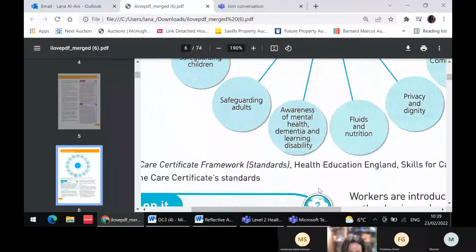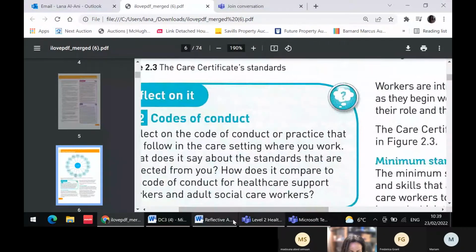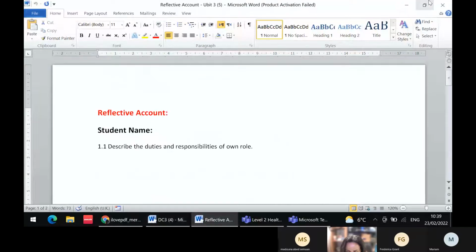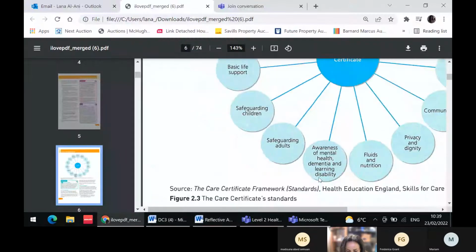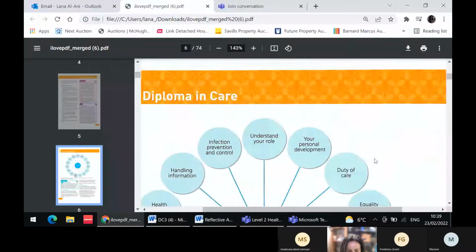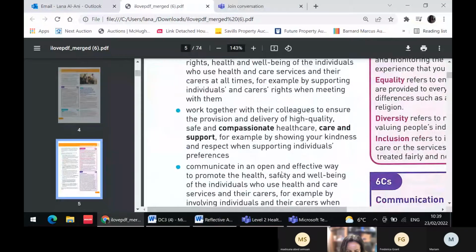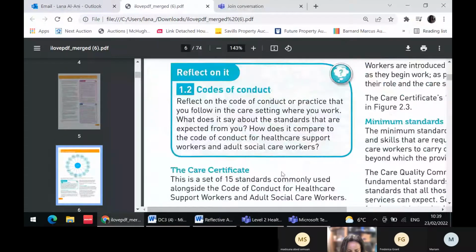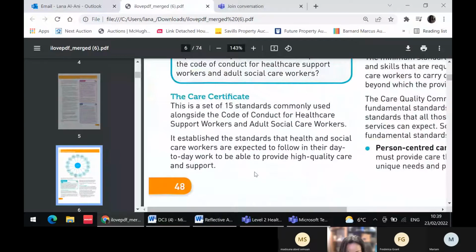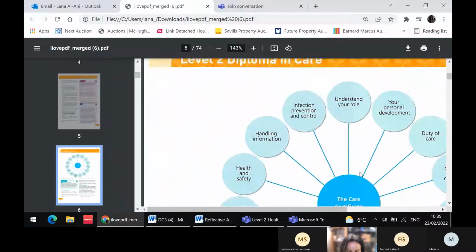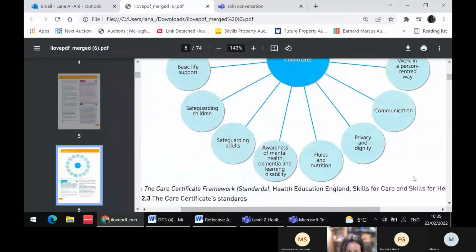So if I was going to answer this question, I would say, where it says identify standards, first of all, the first standard is, sorry, let me go back. The first standard is the code of conduct, and we just spoke about the code of conduct, all these points. And then the second one is the care certificate. Just say the care certificate identifies the way we work in the United Kingdom, which is the 15 standards we follow, and just put the names of all these standards.